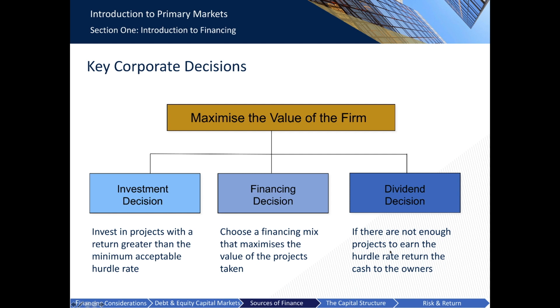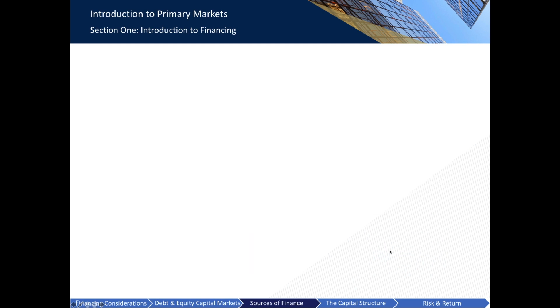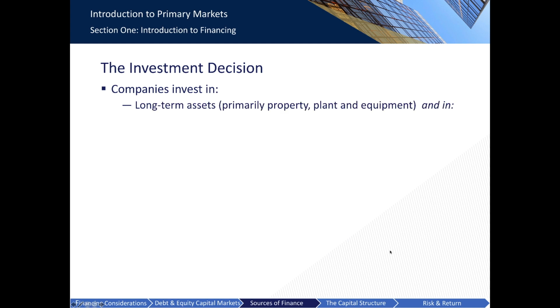Basically, a company's decision boils down to how it should spend money and how it should borrow. Every decision needs to be put into the context of achieving its primary aim of maximising shareholder value. Essentially, a company's investment decision revolves around spending capital on assets that will yield the highest return for the company over a desired time period. Companies invest in long-term assets, primarily property, plant and equipment, and in net working capital, current assets minus current liabilities.